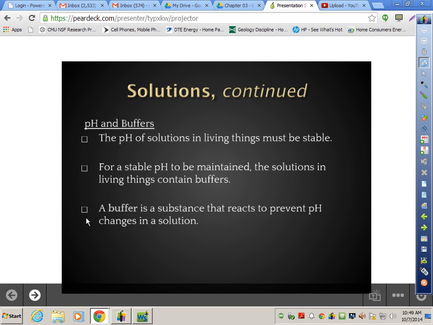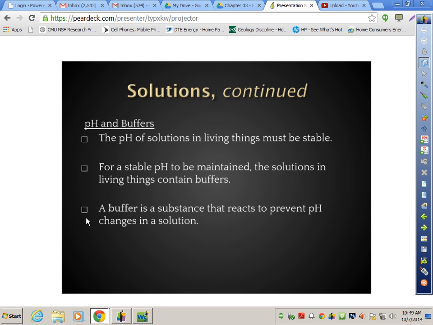So the pH of solutions in living things must be stable. Hey guys, I'll give you an opportunity for input in a minute. We like a pH of 7.4, except for our stomach. Our stomach likes a pH of less than 3, hydrochloric acid in there. That breaks everything down. Why doesn't our stomach eat itself?